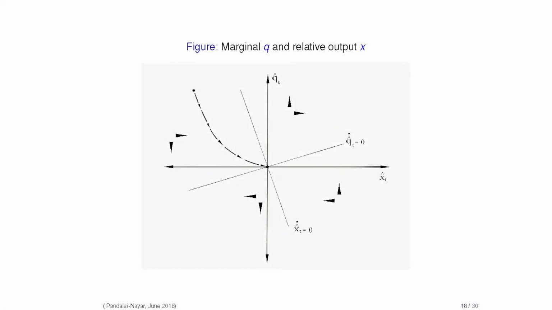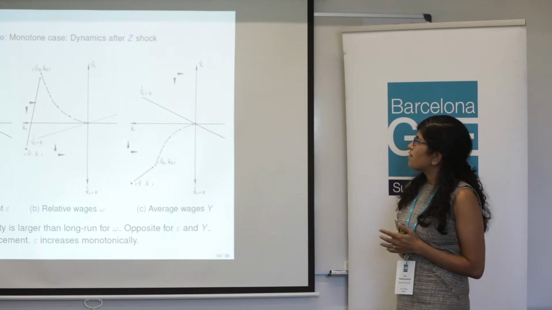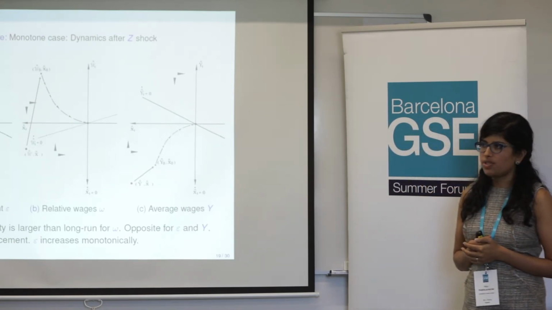I could probably skip this. This is just saying that when Q is high, you increase output and Q falls. So it's just a 2x2 system. Let me start by showing you the dynamics after the demand shock, which is a very simple and intuitive case.